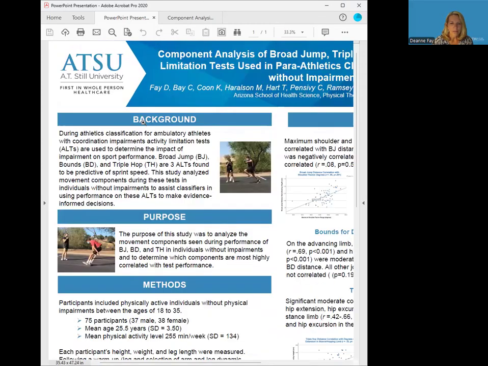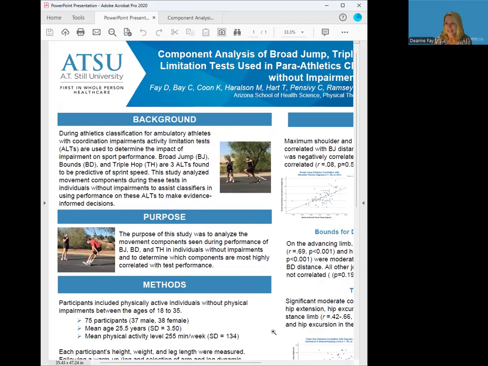So to have a little bit of the background, during athletics classification for ambulatory athletes with coordination impairments, activity limitation tests are used. There are 5 activity limitation tests in total, and these were introduced in 2018 and are now a regular part of the classification process. This research is going to focus specifically on broad jump, bounds for distance, and triple hop for distance, as these are 3 activity limitation tests that have been found to be most predictive of sprint speed.